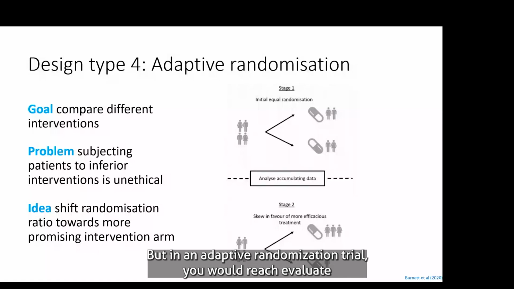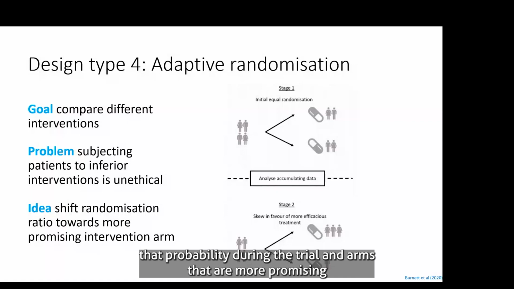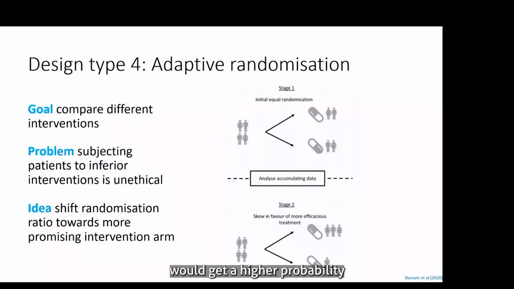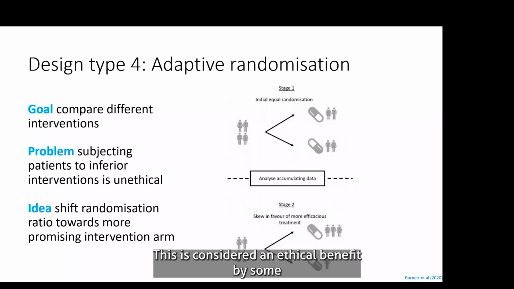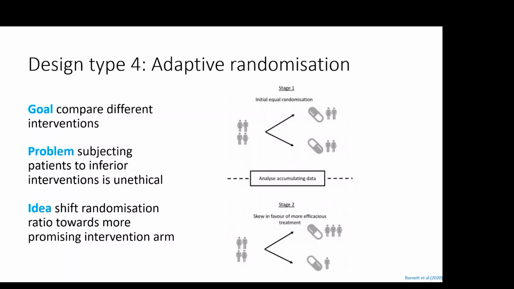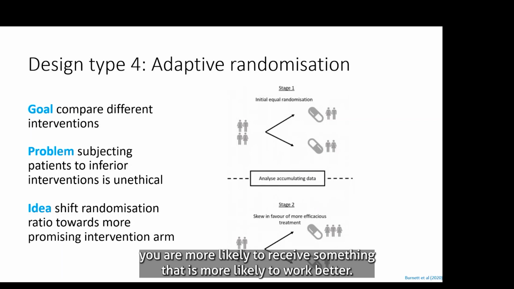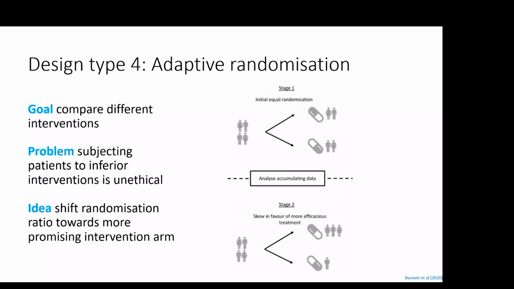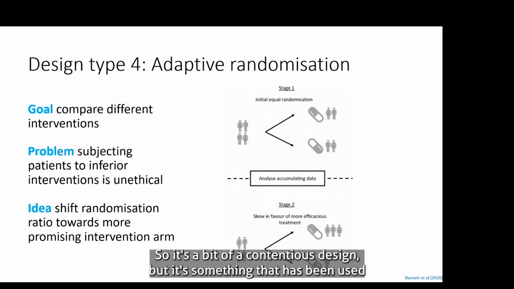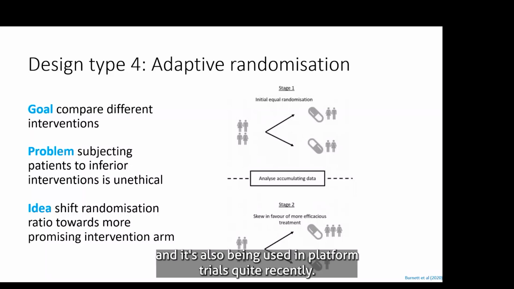But in an adaptive randomization trial, you would re-evaluate that probability during the trial, and arms that are more promising would get a higher probability of participants being assigned to them. This is considered an ethical benefit by some, because as a participant in the trial, you are more likely to receive something that is more likely to work better. It comes with a lot of practical difficulties, so it's a bit of a contentious design, but it's something that has been used and is also being used in platform trials quite recently.